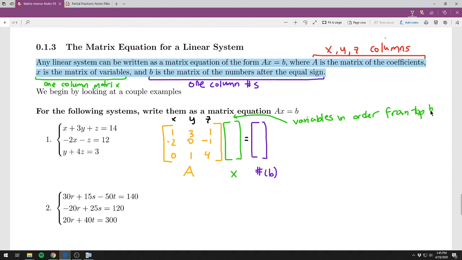And we start with the top and go to the bottom. All right, so our first one over here is X. We put X. Then our next one here is Y. We put Y. And our last one here is Z. We put Z. And then the numbers we put in order as well. 14, 12, and 3.